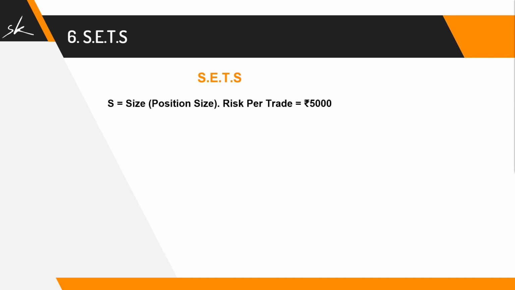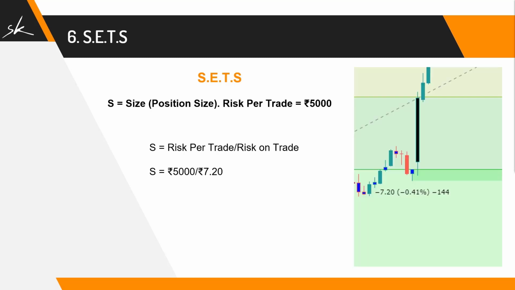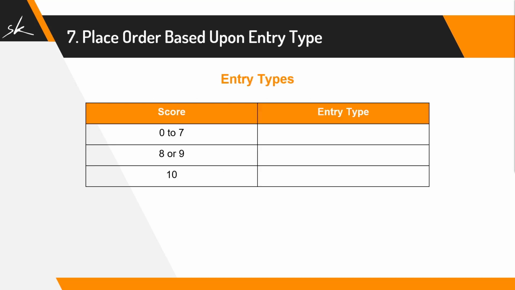Now we will calculate our position size. Let's assume I want to take a risk of 5,000 per trade. Therefore, the position size will be risk per trade divided by risk on the trade. In this case, it will be 5,000 divided by 7.2. Therefore, the position size will be 694 shares.